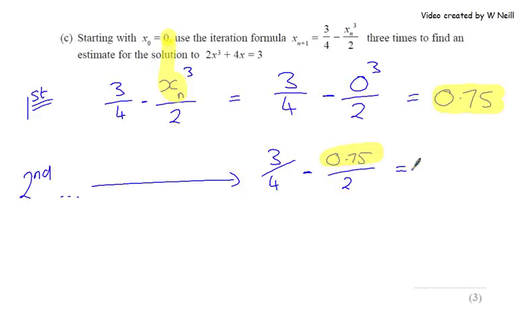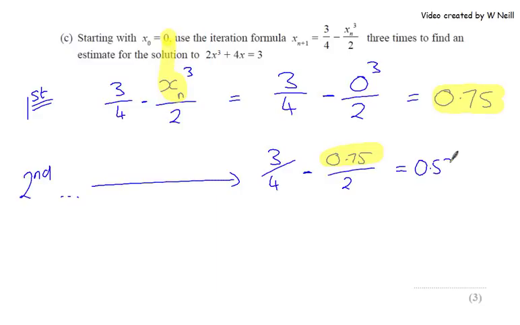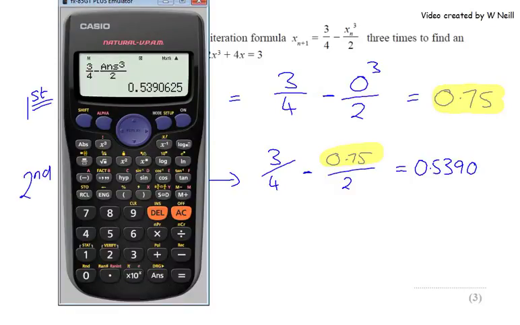And that gives me, I've got 0.75 on my screen, I'm just going to go up here, delete this, put in my answer, so 0.75 is there, press equals, that's 0.5390625, and I'll write the whole thing.